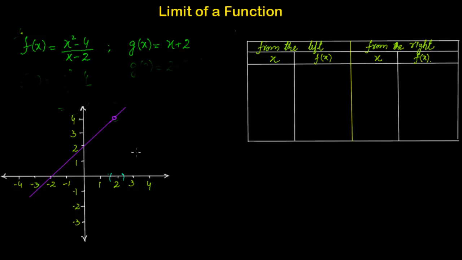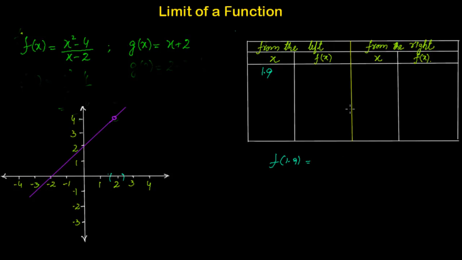So here's a table. This side represents when we take points from the left, this column represents the x values we will be taking, and this side represents the function values. Similarly, this is when we take points from the right. Let me take the first point as 1.9. If we look at f of 1.9, it will be just replacing x by 1.9 in this function.